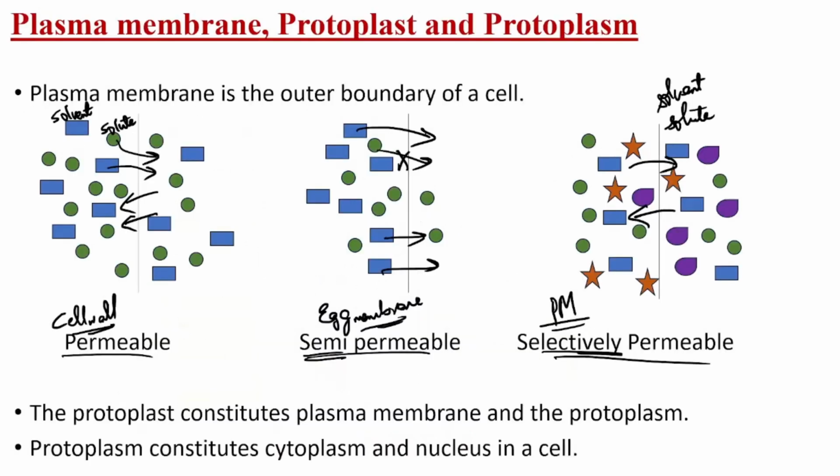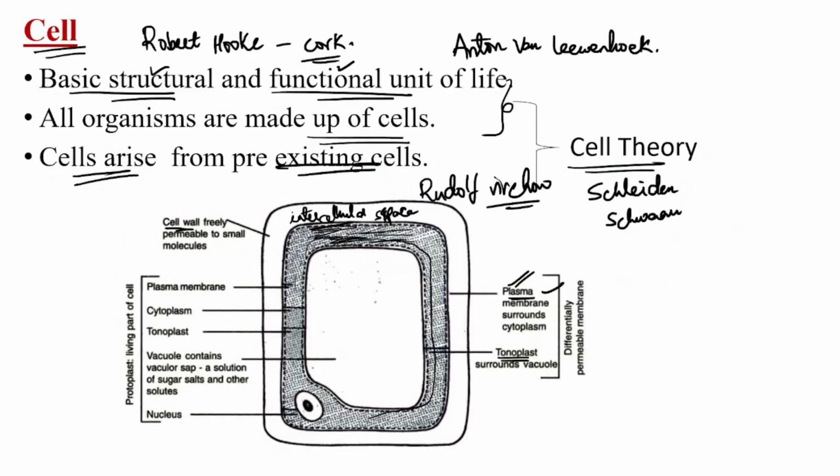Often protoplasm is used synonymously with cytoplasm. But what actually is protoplasm? Protoplasm constitutes the vacuole along with the cytoplasm. Together, it's called protoplasm. What is protoplast? Protoplasm along with the plasma membrane is called protoplast. I hope now there is a clear distinction between protoplasm and cytoplasm.